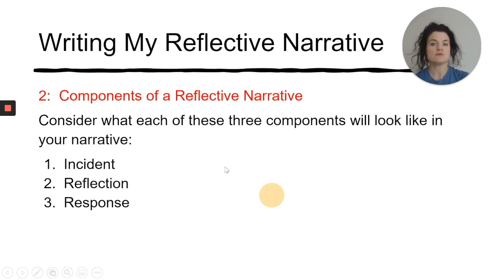So let's look at the components of a reflective narrative. So we'll go over this again. So we have to consider what each of these three components are going to look like in your narrative. So we have the incident. What happened to you? We have your response. What was your immediate initial response, right after it happened? What were your thoughts about it? And given that time has passed between the incident and now, how are you reflecting?